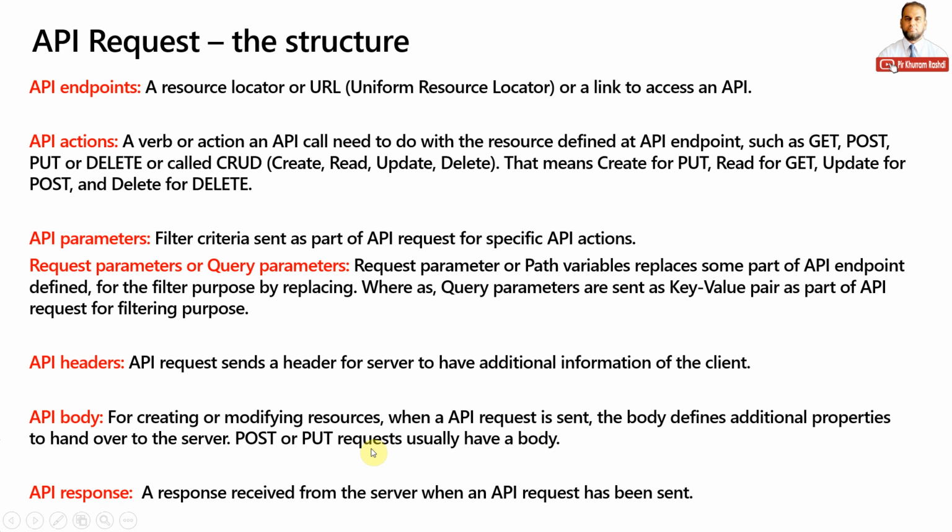Normally, post or put requests usually have bodies. So there can be 4 types, as I mentioned: get, post, put, or delete actions. So post and put means post is for update and put for insert. Insert a record, for example. So those are having a body.